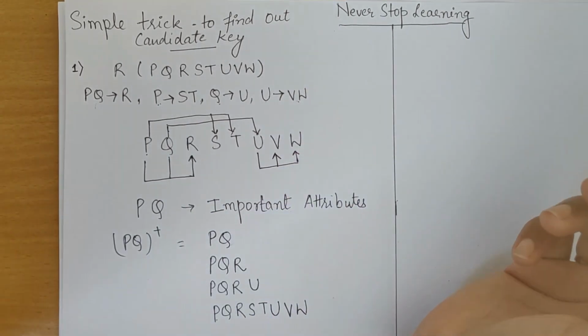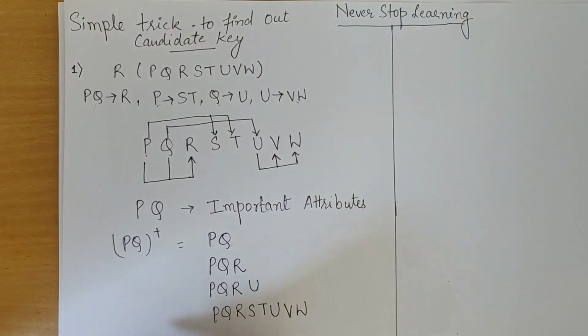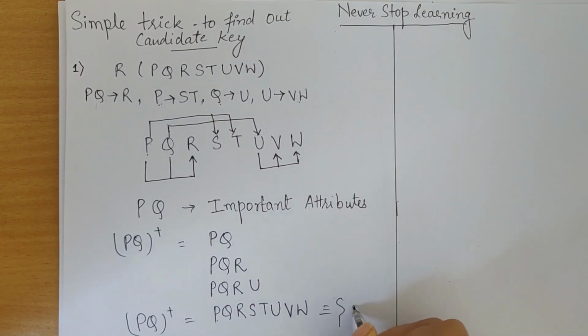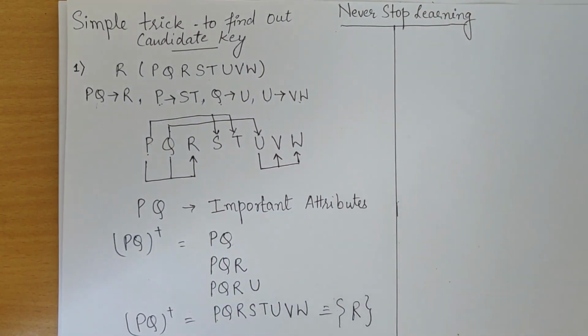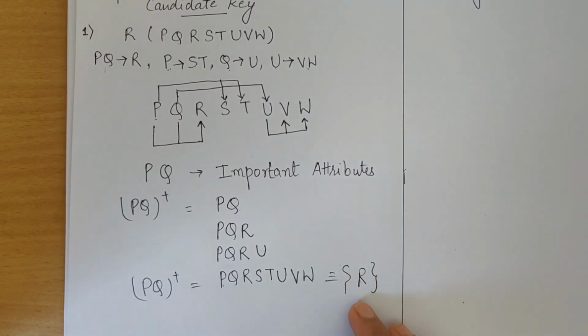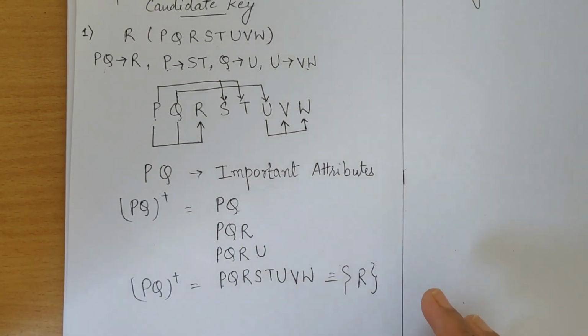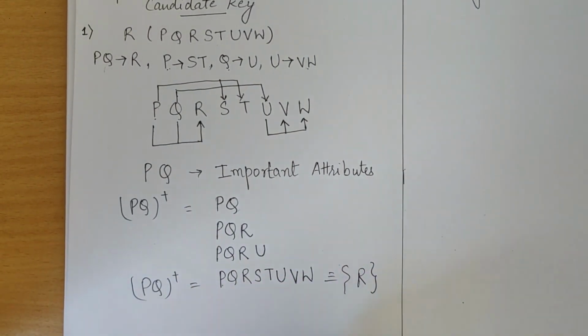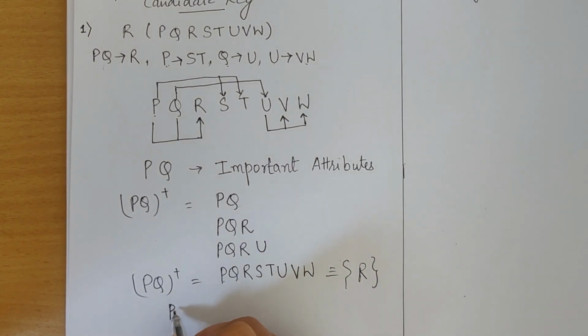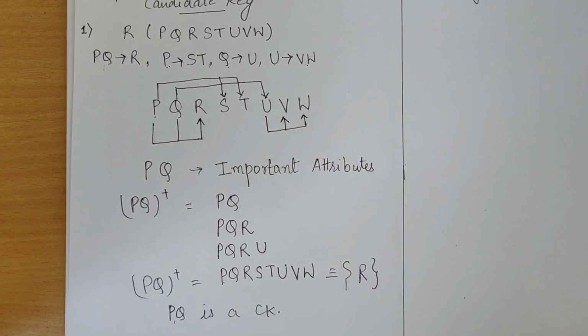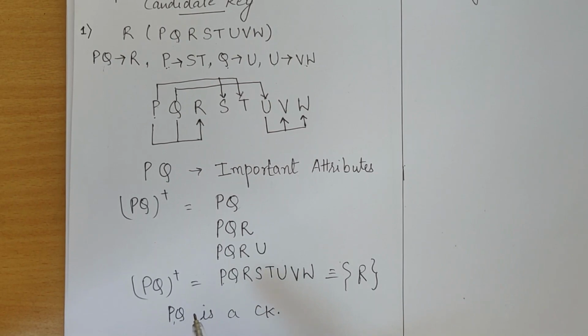Here, the closure of P and Q gives me the entire relation R, right? And the attribute set which is able to find out all the attributes is nothing but a candidate key. It has the power to uniquely identify all other attributes. So for this question, PQ together is a candidate key, right? Any other attribute if I add with this, then it will become a super key.